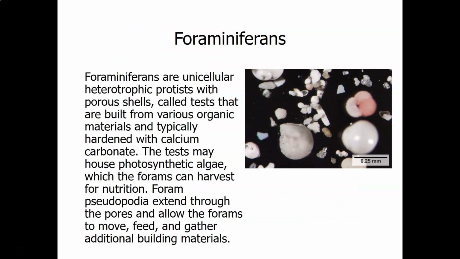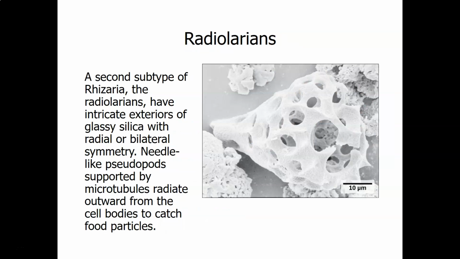All right, so one subgroup of the Rhizaria are foraminiferans. Foraminiferans have a shell called a test that is composed of calcium carbonate. Now, calcium carbonate is found in chalk, it is found in bone, it's found in rocks. But the pseudopods extend through the pores of the test.